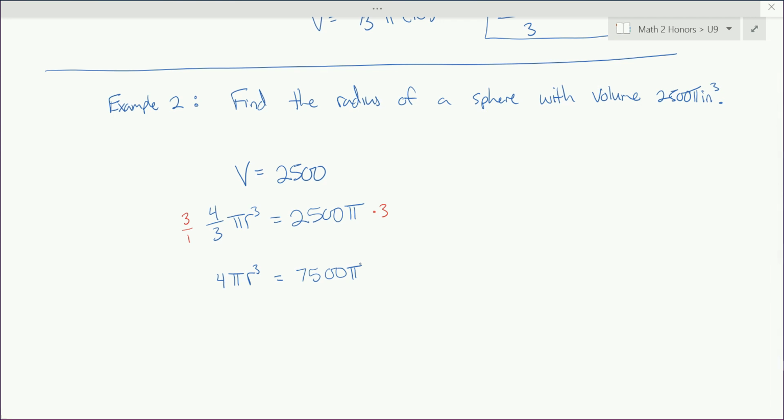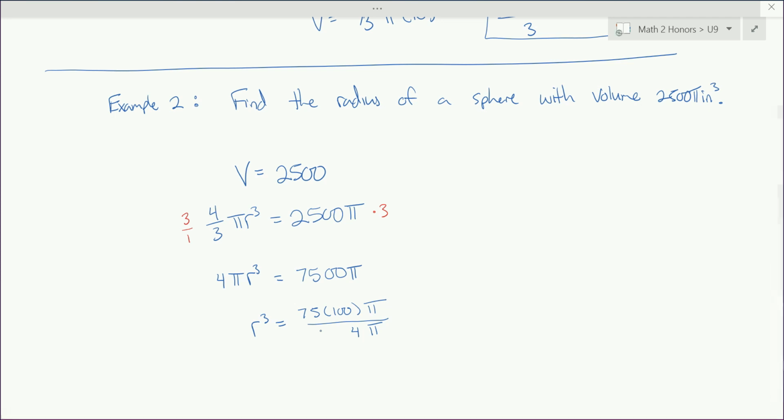Divide by 4 pi. So r cubed is equal to, and I'm going to split up the 7,500 into 75 times 100. It's the same thing, right? You'll see why I'm going to do that. Over 4 pi. It's just going to be a little easier to divide the 100 by 4 than the 7,500 by 4.